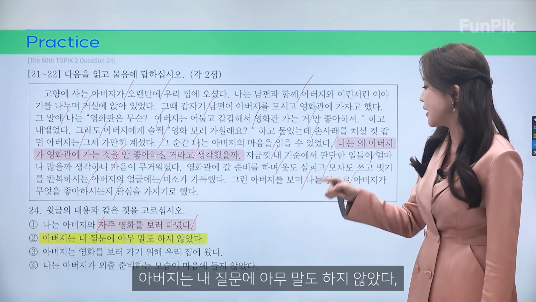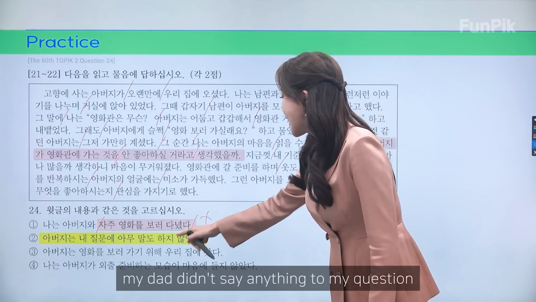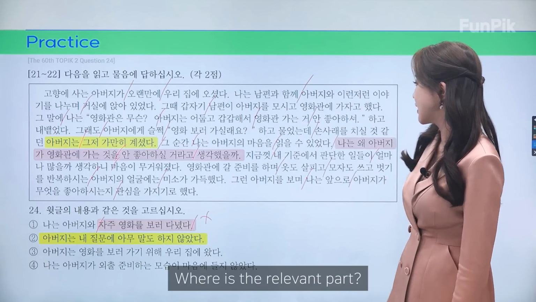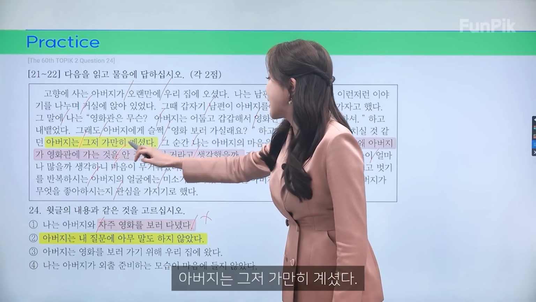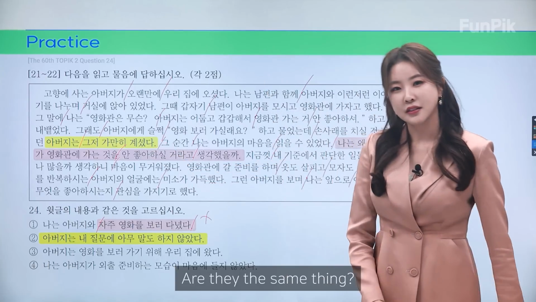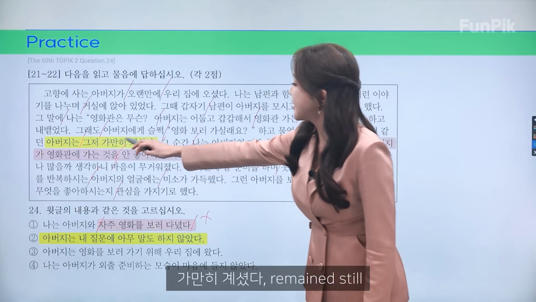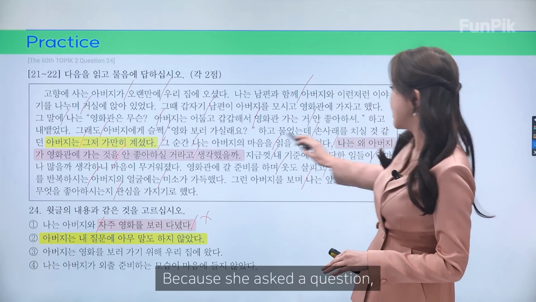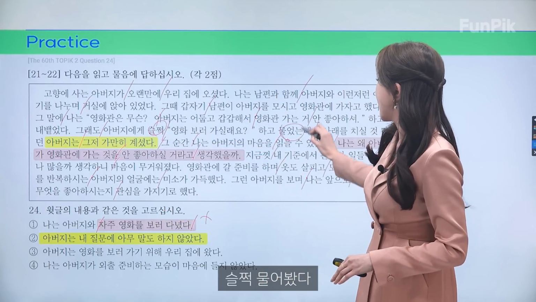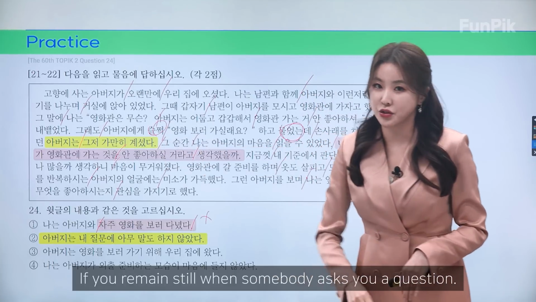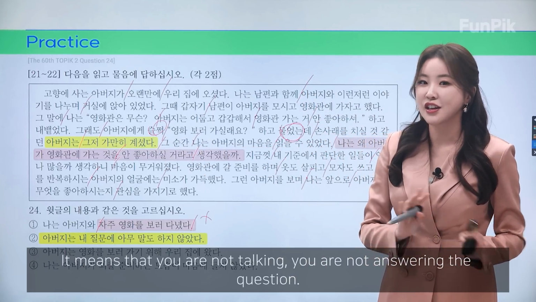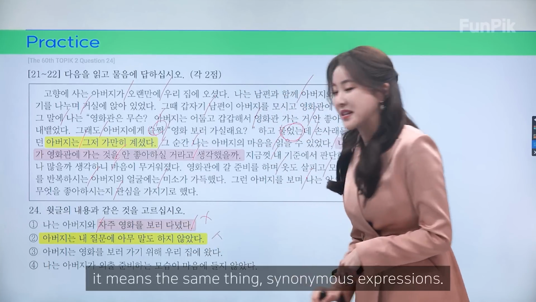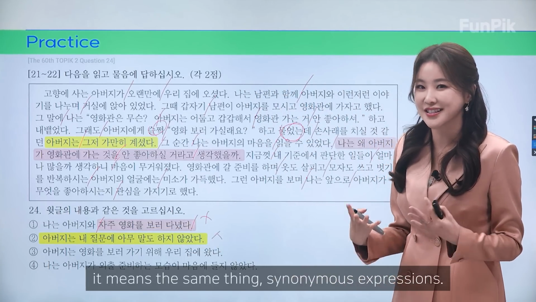아버지는 내 질문에 아무 말도 하지 않았다. My dad didn't say anything to my question. Where's the relevant part? 아버지는 그저 가만히 계셨다. Are they the same thing? 가만히 계셨다. Remained still. Because she asked a question, 슬쩍 물어봤다. If you remain still when somebody asks you a question, it means that you are not talking. You are not answering the question. 아무 말도 하지 않았다. It means the same thing. Synonymous expressions. That is true.